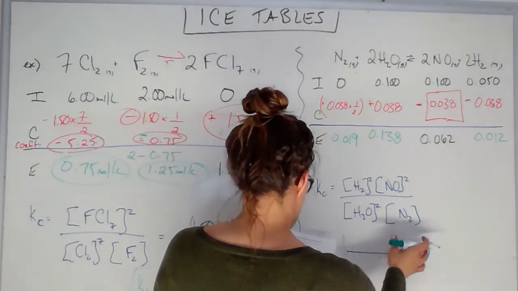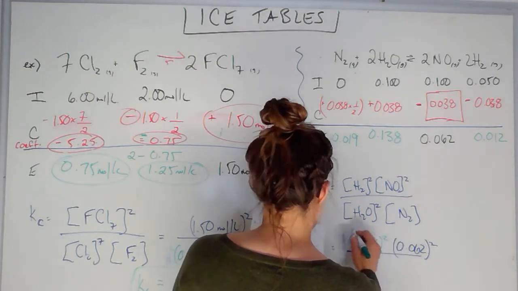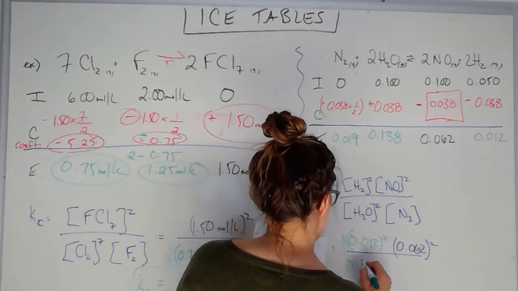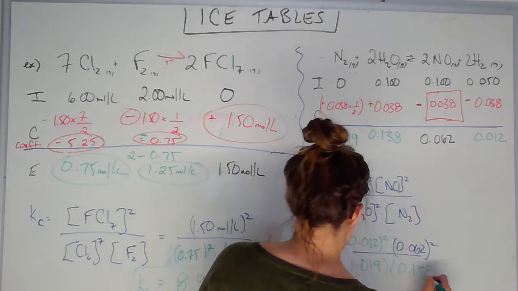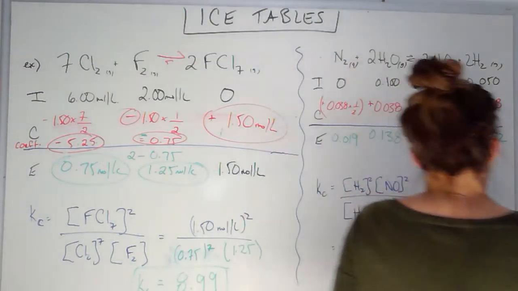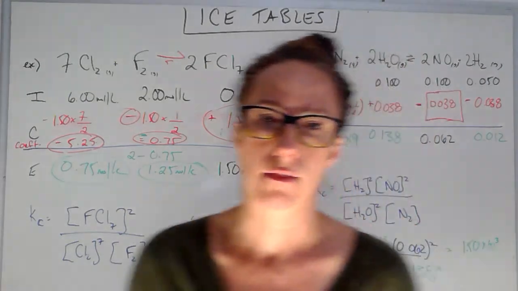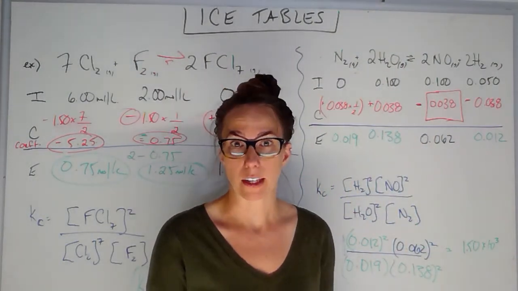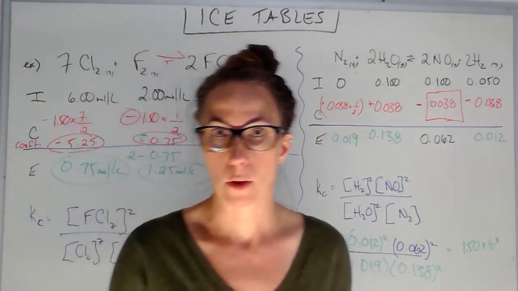So here, that value is already there, so I have 0.12 squared, and then I have 0.19, and then I have 0.138 squared. Now I've plugged that in my calculator. My final answer is 1.50 times 10 to the power of 3. Wowzers, that's a huge K value. That's relying very heavily on my products there as it's written. Okay, that's a nice table.